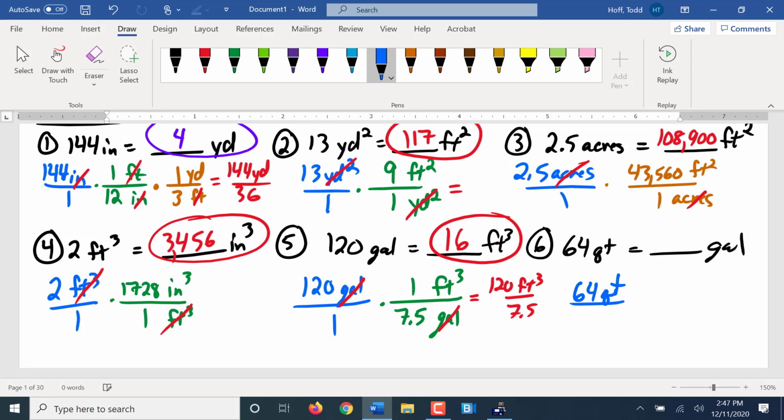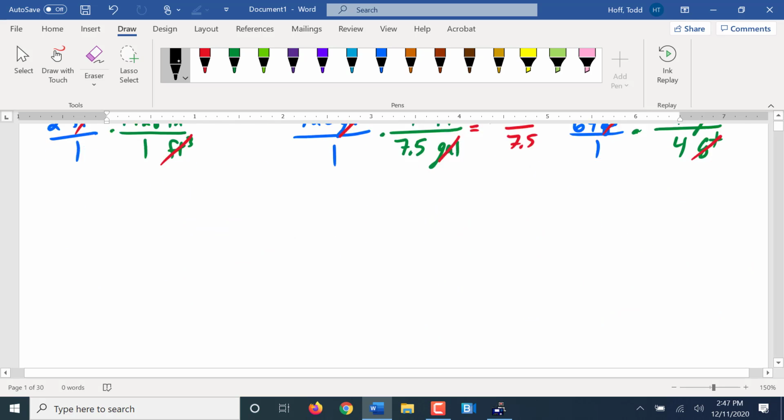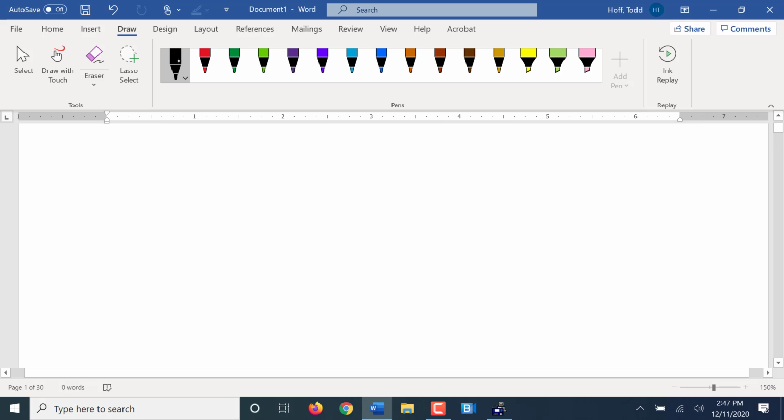And then 64 quarts going into gallons. How many gallons or how many quarts in a gallon? 4. Good. Remember, quart stands for quarter gallon. So it's 64 divided by 4, or 16 is correct. Anybody have any questions on any of those conversions? We are going to do a few more, but.